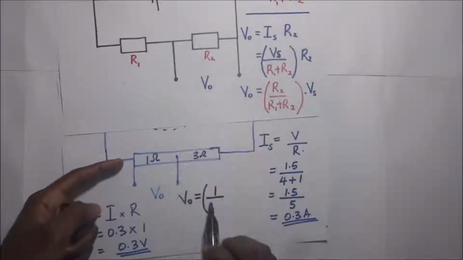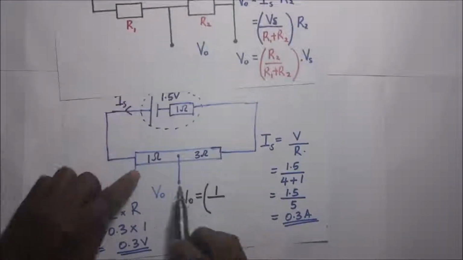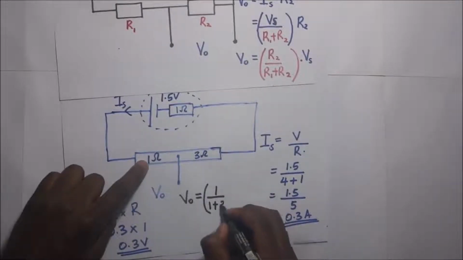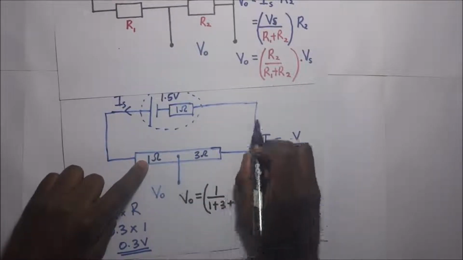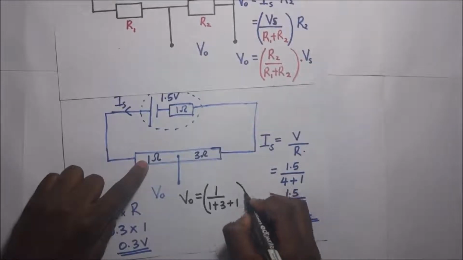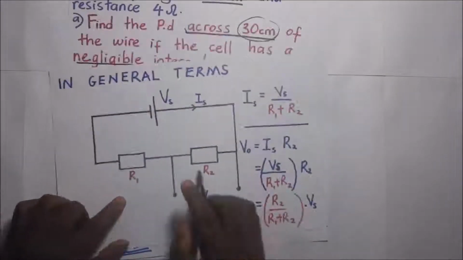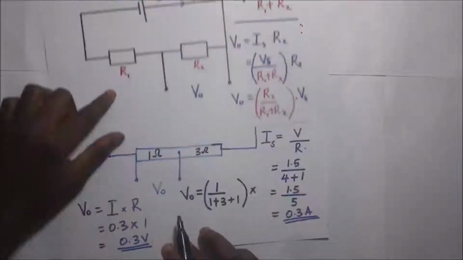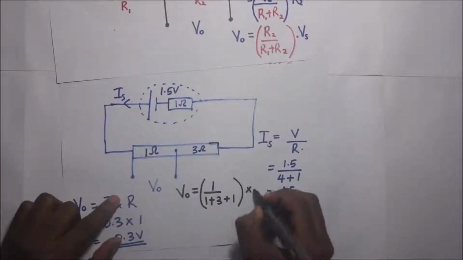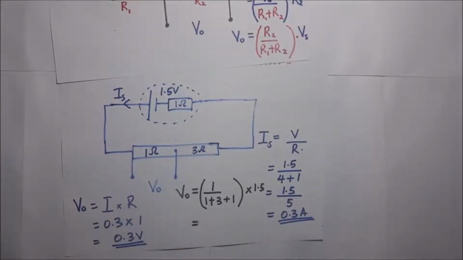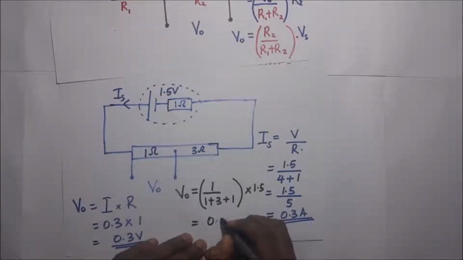Now in this case, the effective resistance in the whole circuit is going to be this resistor here, which is 1, plus 3, plus that other resistor, which is 1. And then we multiply that by Vs, and Vs is the source voltage. In this question, our source voltage is 1.5, times 1.5. And definitely, when we compute that, we still get the same answer of 0.3 volts.